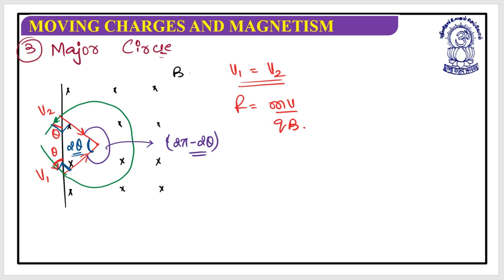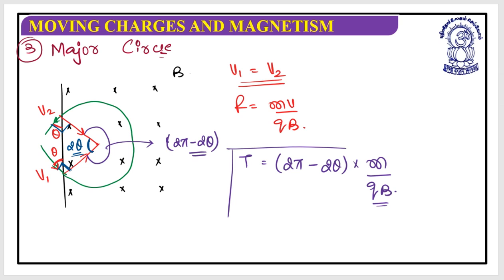I hope this is clear. This angle of 2 pi minus 2 theta covers the trajectory of your charged particle. That means the time period would be equal to (2 pi minus 2 theta) multiplied by m divided by qB. This will cover the trajectory, and this is the time period. Major circle. I hope this is clear.